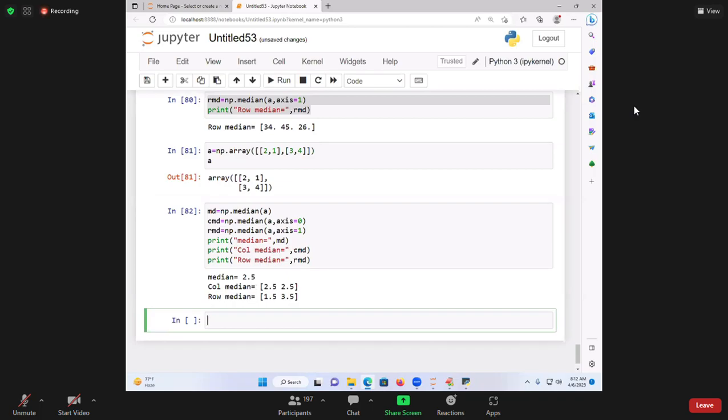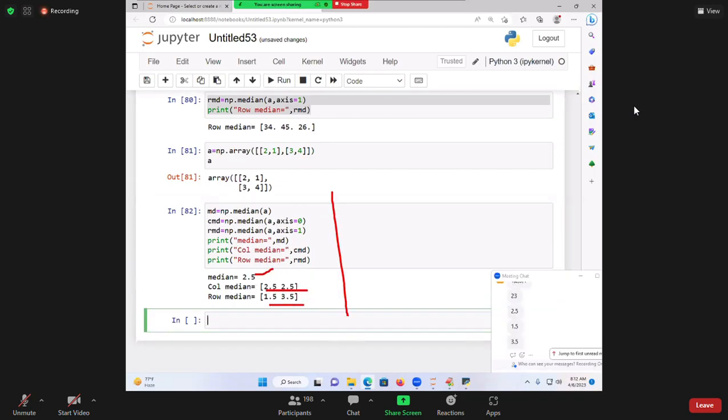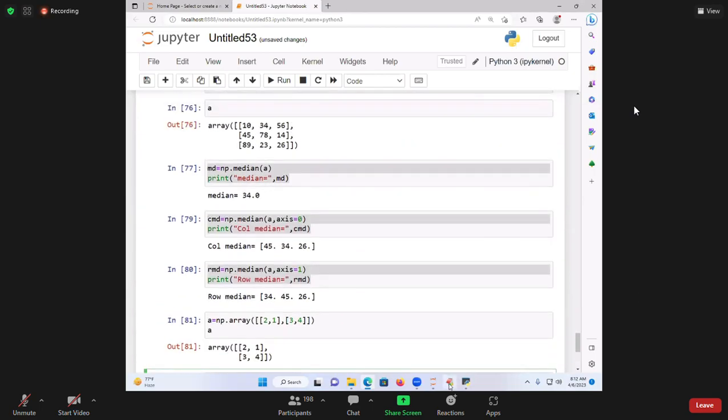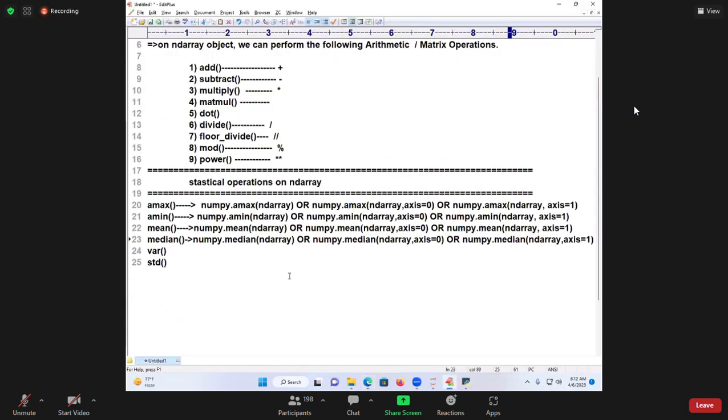The median is 2.5, and also we are getting this. When an even number of numbers are there, take the center two elements and divide by 2. And for odd numbers, take exactly the center element and find it. This comes under the median. Online students, is it clear? Median is done.